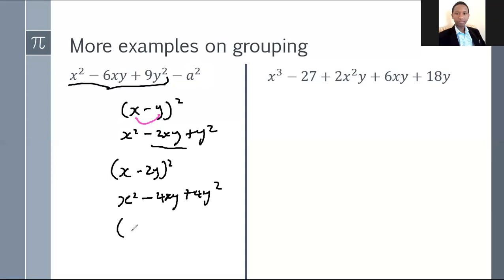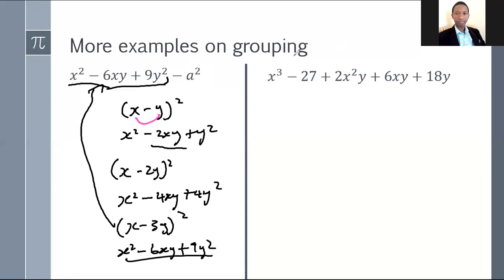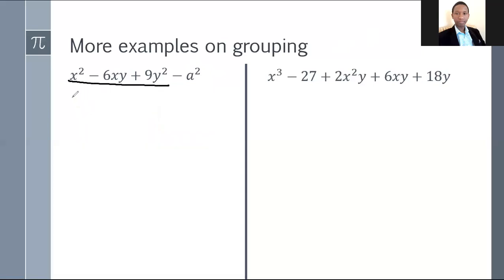Now, it will be the same thing for x minus 3y all squared, which is actually what we have there. Let us see if that's the case. This becomes x squared minus 3xy times 2, which becomes a negative 6xy, plus 9y squared. If you have done a lot of this in your previous grades, grade 9 in particular, you will realize right away that I've got a square binomial here. So you can see right away that this factorizes as follows: it becomes x minus 3y, all squared, minus a squared.